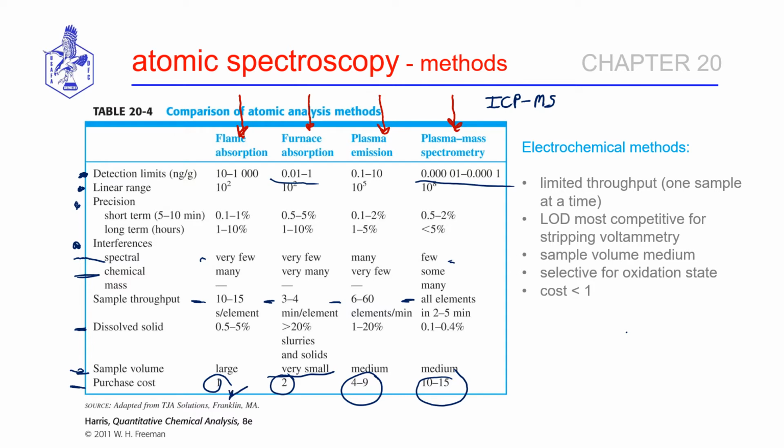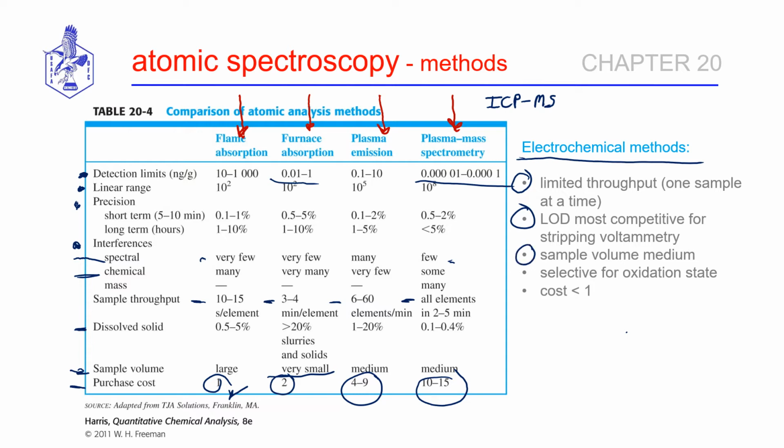And one final note: we did just cover the electrochemical methods, which do give us information about different species in different oxidation states. They are very inexpensive compared to all of these methods. You can purchase electrochemical devices typically for a few thousand at most. But the big limitation is throughput. We typically can only analyze one sample at a time. And the limits of detection actually can be very competitive if we're doing stripping voltammetry. So they do compete on that level.